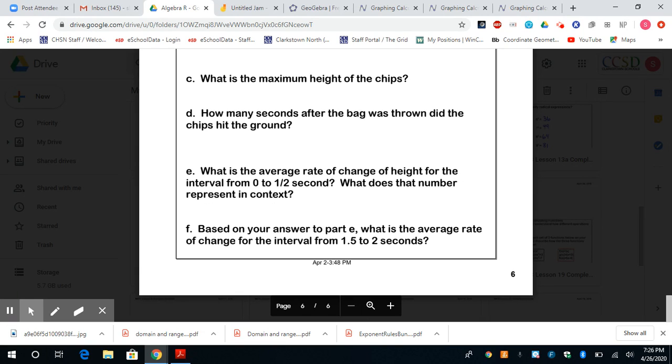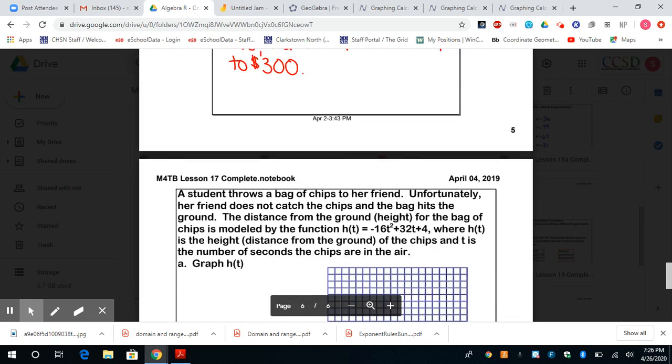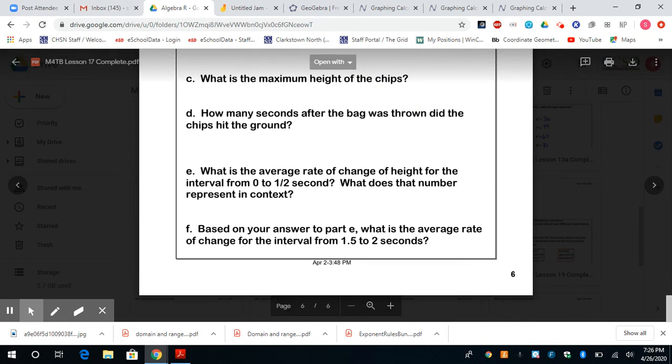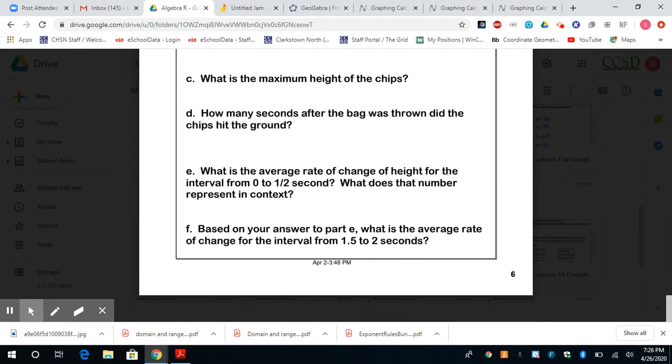And see if you can answer letter F. Okay, if you do have questions, email me. Use your resources, use GeoGebra, use your graphing calculator, but I'll explain what you need to submit again if you didn't get it from the video on the assignment.